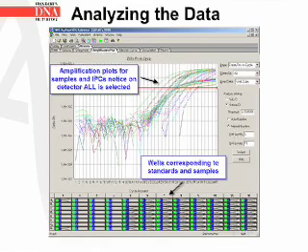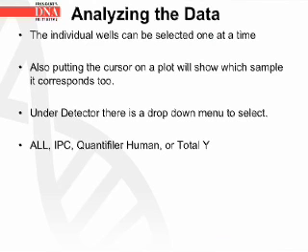This is a screenshot of the amplification plots for all the samples and the IPCs. Notice on the right-hand side under the detector, all is selected, which means both human and IPCs are being shown. The wells corresponding to the standards and samples are below, and these are in gray, which means that they have all been selected. The individual wells can be selected one at a time. Also, putting the cursor on a plot will show which sample it corresponds to. Under Detector, there is a drop-down menu to select either All, IPC, Quantifier Human, or Total Y.